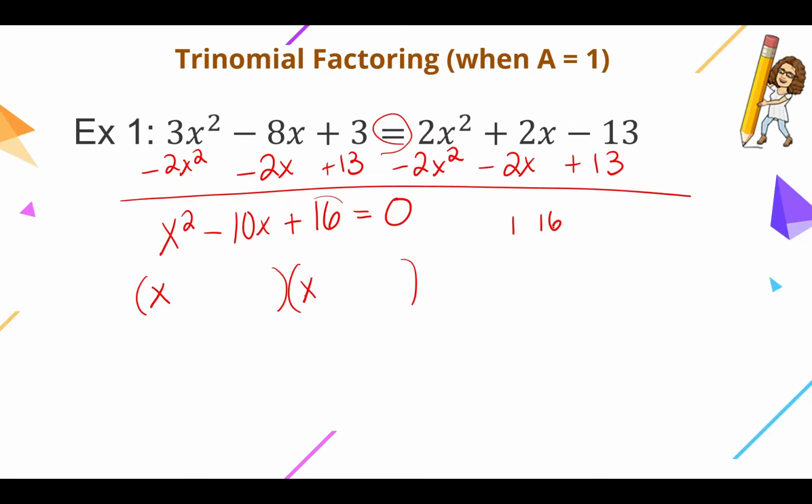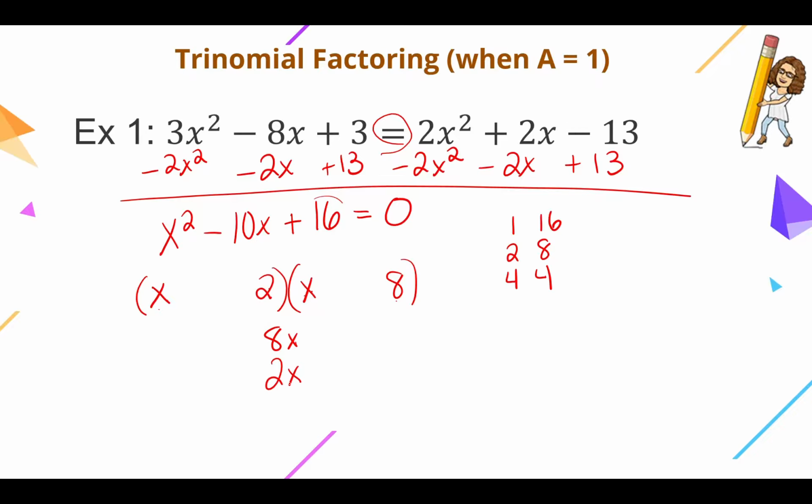So 1 and 16 would give me 16, right? 2 and 8 would give me 16. 4 and 4 will give me 16 when I multiply. I'm going to pick 2 and 8. I'm going to put those guys in the back there. Then I'm going to multiply the outside numbers and the inside numbers. So I'm going to multiply x times 8, and I'm going to get 8x. And I'll multiply 2 and x. I'm going to get 2x.